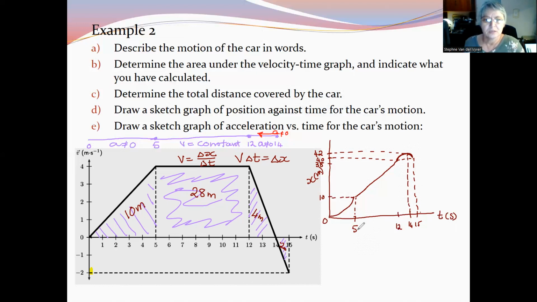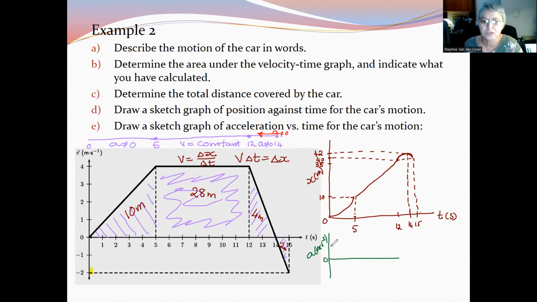Right, number E wants us to draw a sketch graph of acceleration versus time. I'm going to squash it in here. So, acceleration versus time graph. I think this graph has a negative acceleration part to it, so I better give it a negative part to the axis. So this is our acceleration in meters per second squared graph.